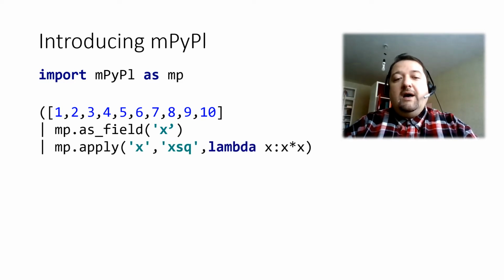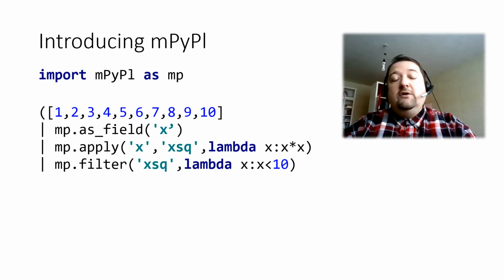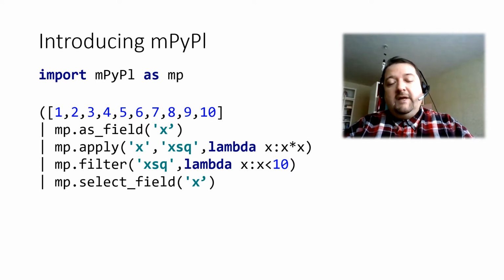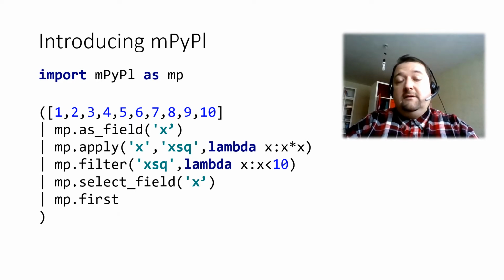Then we add an additional field to this sequence. We say apply. We take the field X and produce the field X squared. And we use this squaring function to do that. So now we have the sequence with two fields, X and X squared. We select only those whose square is less than 10. Then we again get only the field X from them and take, for example, the first or the last element. So this is how mPyPl syntax looks.